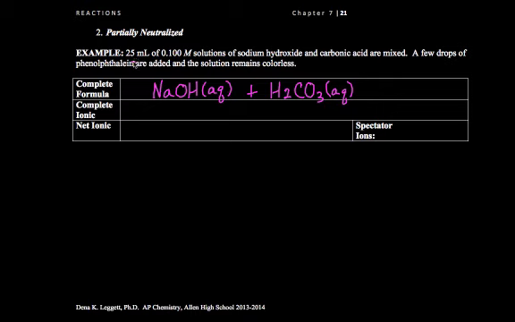Now, what's different about this one? Well, this one says that I have 25 milliliters of a 0.1 molar solution of sodium hydroxide. And that's the same molarity that I have of carbonic acid. So what that means is I have equal moles of both of those, because volume times molarity is moles. So I'd have 0.025 times 0.1 of both of them. So I have 0.0025 moles of each of them. In other words, I'm reacting them in a 1-to-1 mole ratio.